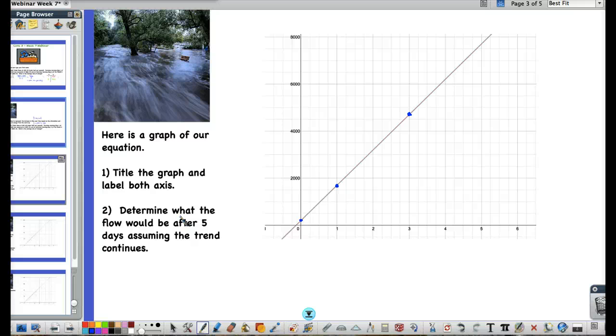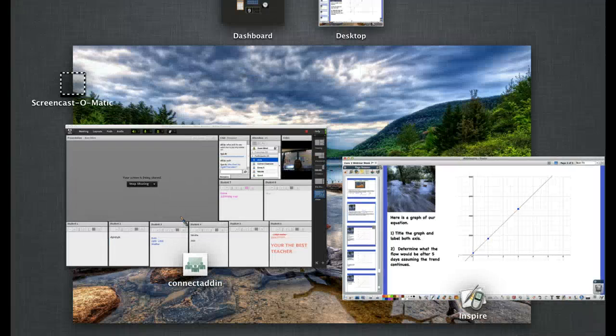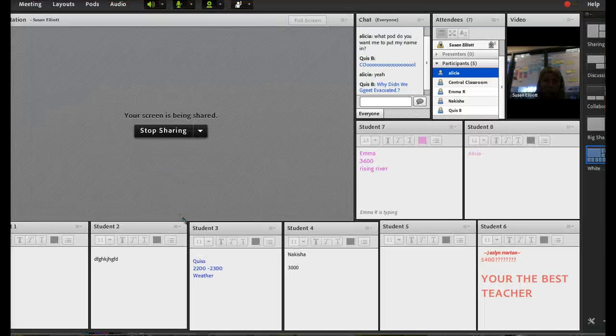It's hard. All right, you guys, I'm going to go over and see what you're saying because I can't see on my screen for some reason. Weather. Okay, Keith said weather. Rising river.